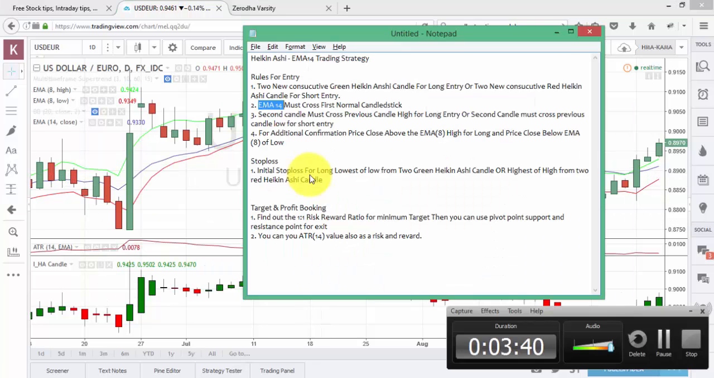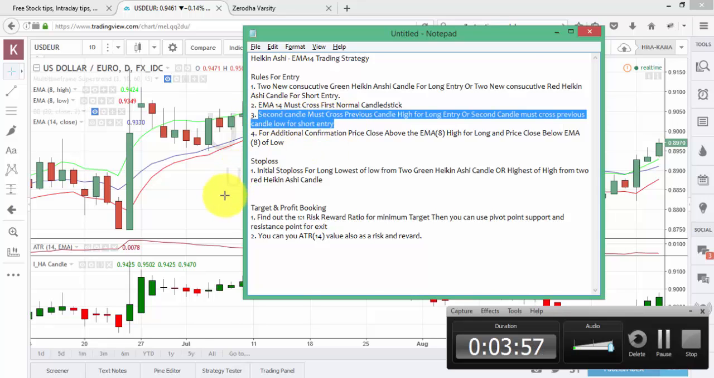Now take a look at the third rule. In the third rule, the second candle must cross the previous candle's high for a long entry, or the second candle must cross the previous candle's low for a short entry. Okay, so let's take a look.